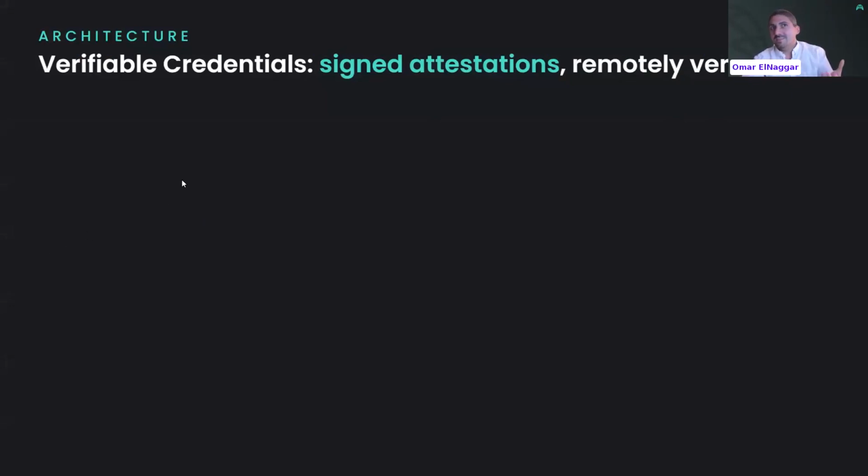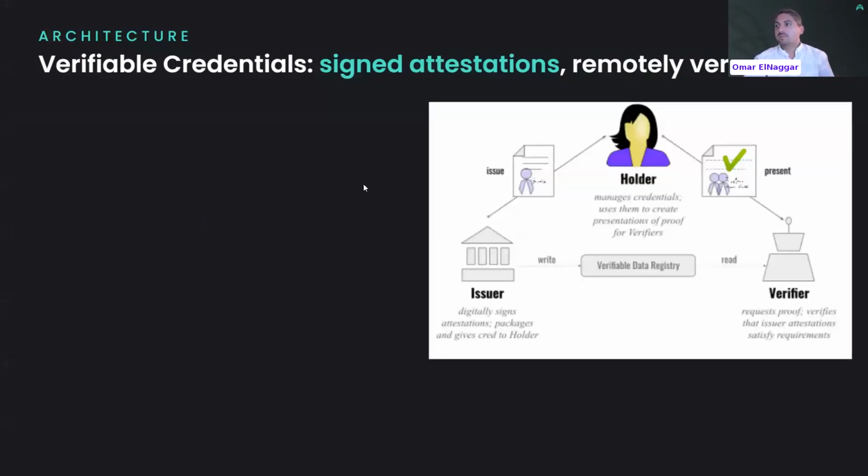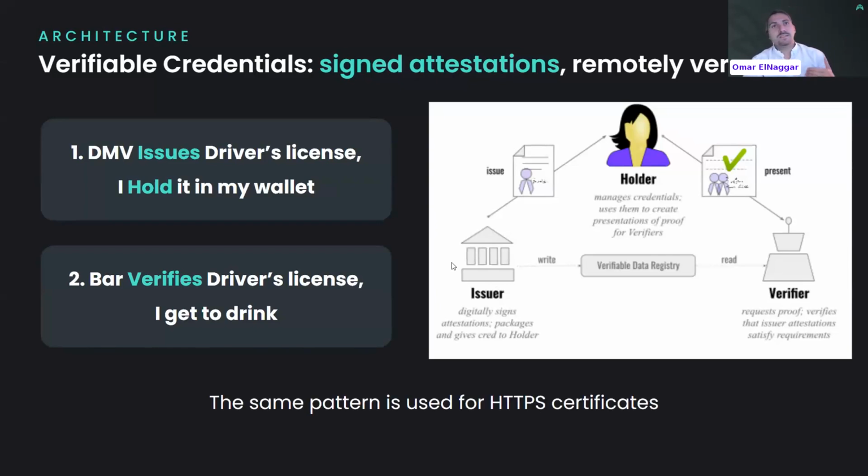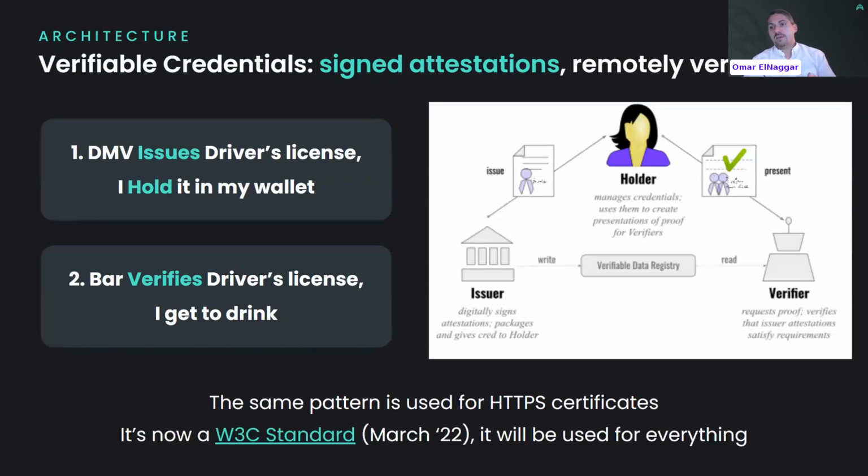And the idea is similar to a driver's license in your wallet, right? I go to the DMV, they issue me a driver's license, I hold it in my wallet, and I can go and present it to the bar, and the bar can actually scan the barcode on the back of my driver's license, validate that it was issued by a government agency, and that I am 21 or older, and then I get to drink. This pattern is the same pattern that's used for HTTPS certificates, and it was made a W3C standard just last year, and we think it's going to be used for everything.